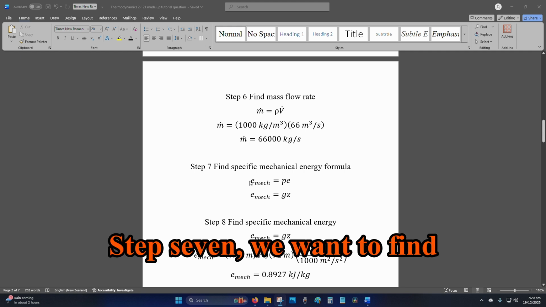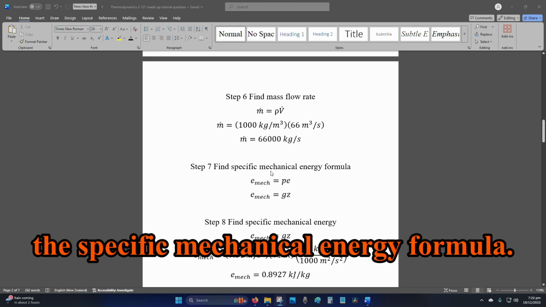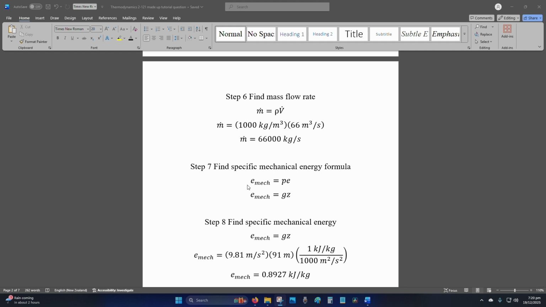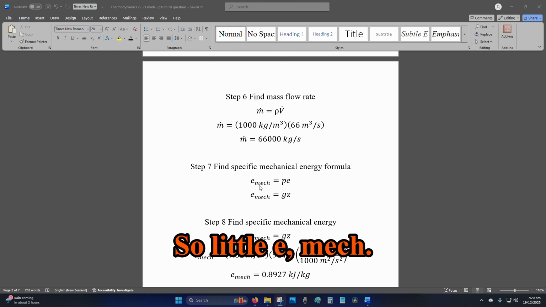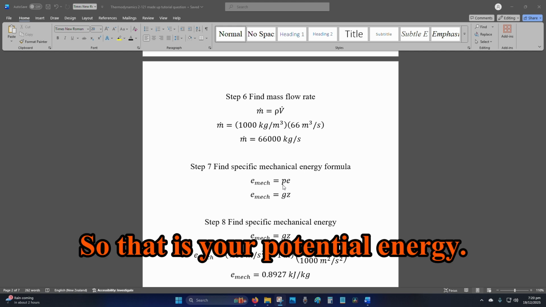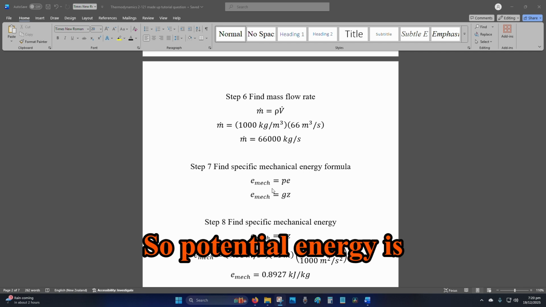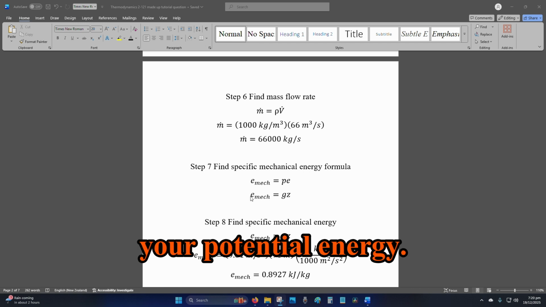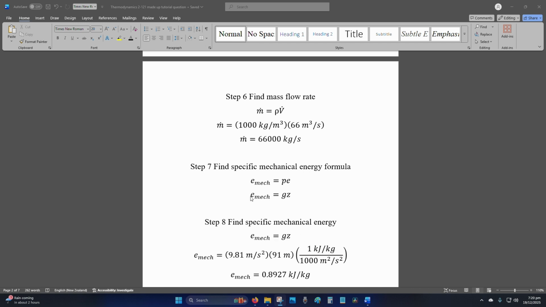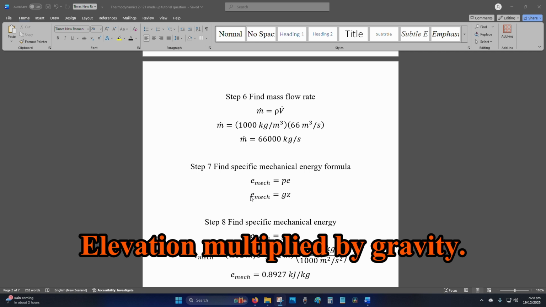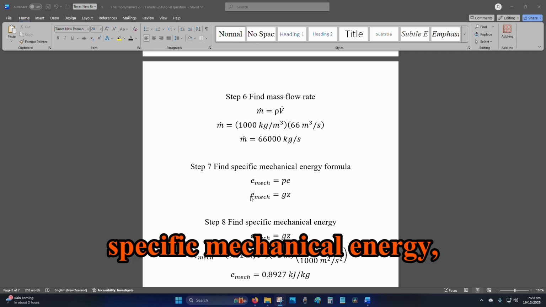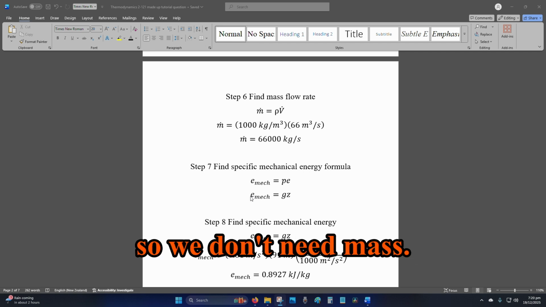Step 7, we want to find the specific mechanical energy formula, so little e mech. So that is your potential energy, which is your elevation multiplied by gravity. Note that it's specific mechanical energy, so we don't need mass.